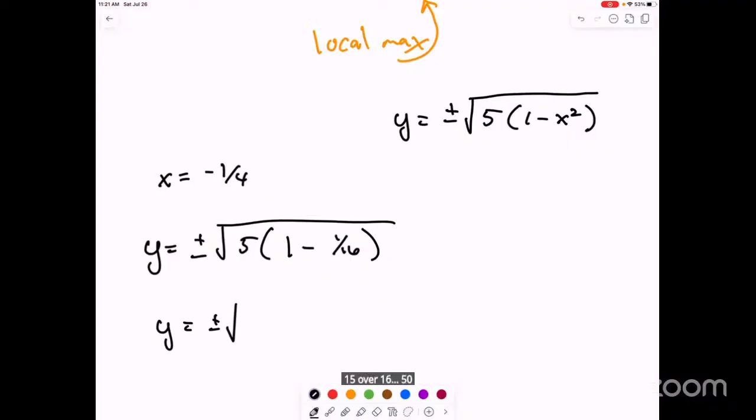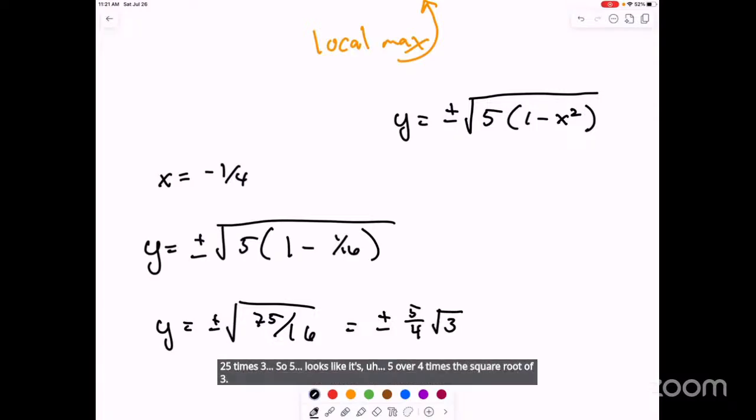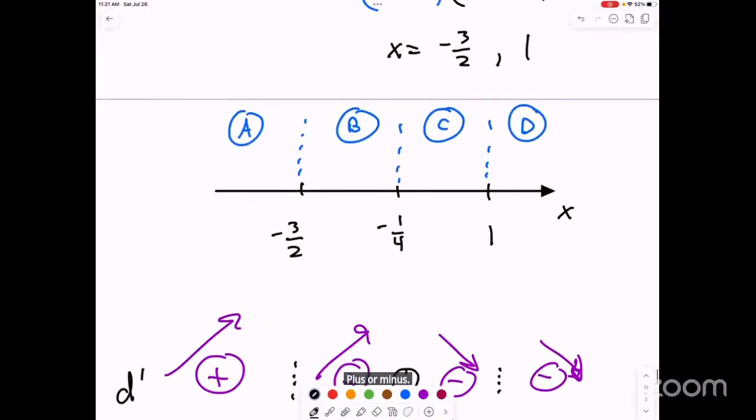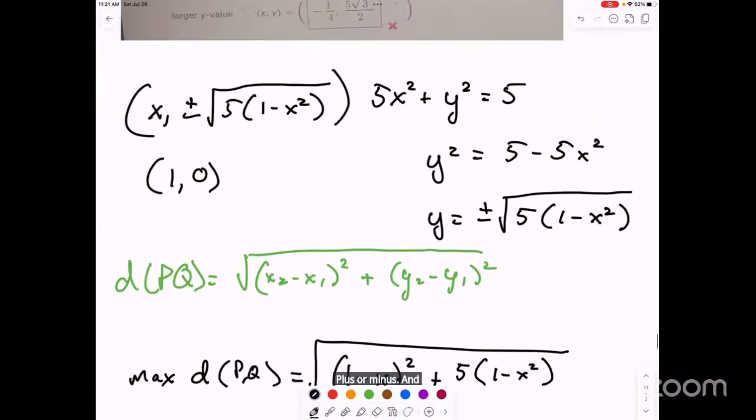50 plus 25 is 75/16, which is 25 times 3. So 5. Looks like it's 5/4 times the square root of 3, plus or minus. And they probably wanted an exact result.